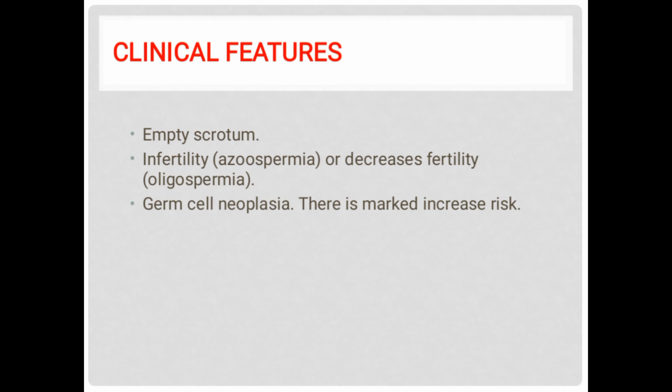Clinical features: empty scrotum, infertility if the patient presented late in life, when in old age, not in childhood. Azoospermia, that means there is no sperm, or decreased fertility, oligospermia, or either presented by germ cell neoplasia. There is marked risk of neoplasia if the undescended testis is not treated early.